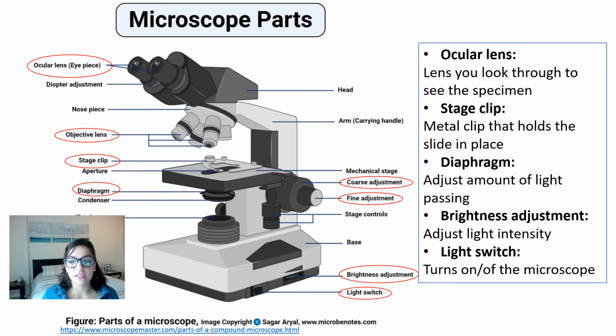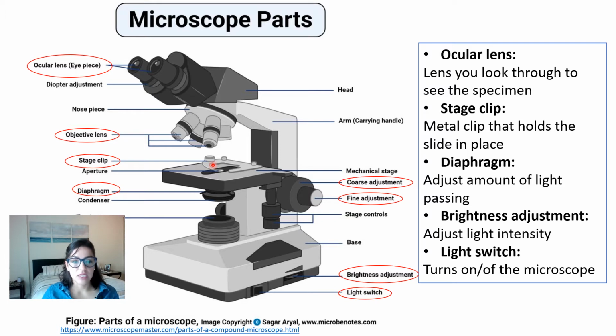The microscope has different parts that we need to be familiar with in order to properly handle it. The first part that we need to know are the ocular lenses, and those are the lenses that allow you to look through the microscope to see the specimen. We also have the stage clip, which is this one right here, and it is the metal clip that holds the slide in place so we can move it back and forth, up and down, and focus it to observe the specimen we're trying to observe.